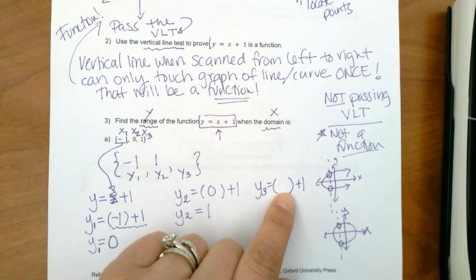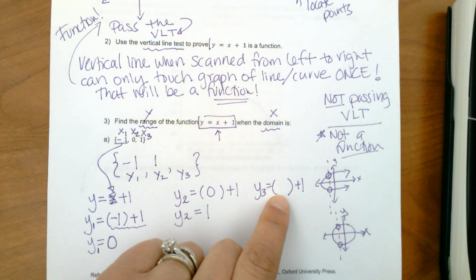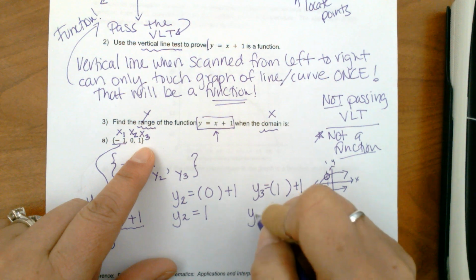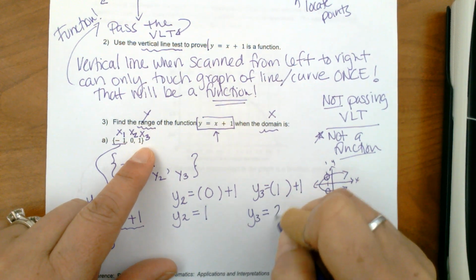Again, my x is out. My parentheses are holding the place. Who am I going to put in? I'm going to put in the 1. So y sub 3 equals 1 plus 1 is 2.